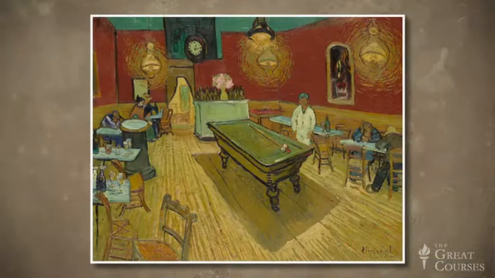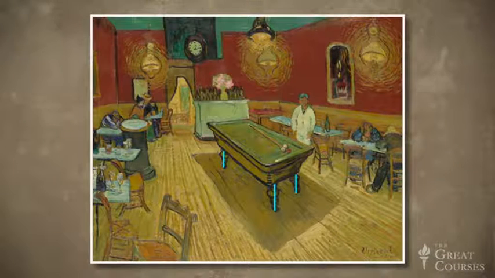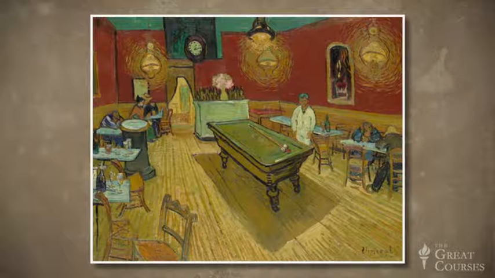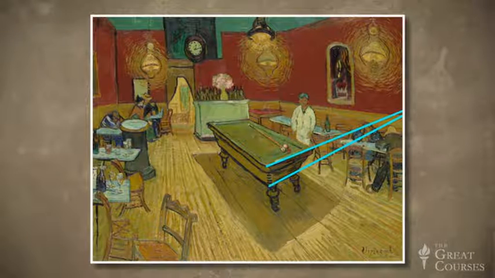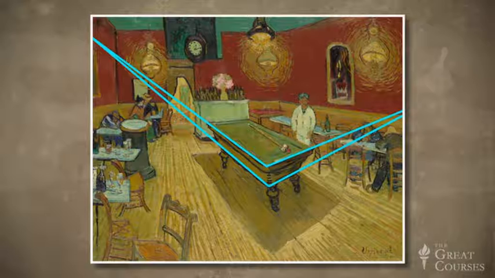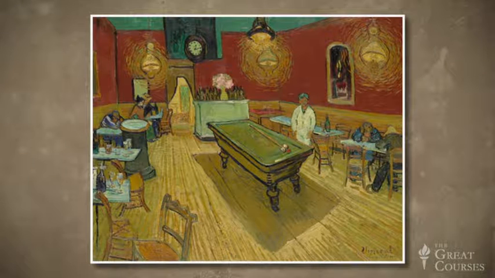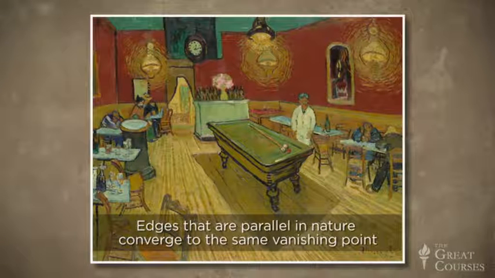In 2-point, verticals still describe height, but diagonals converging to a vanishing point on the right describe depth or width on the right side of that object. Diagonals converging to a point on the left, depth or width on that side. And that accounts for most of the furniture in Van Gogh's The Night Cafe. The key to remember is that edges that are parallel in nature converge to the same vanishing point.